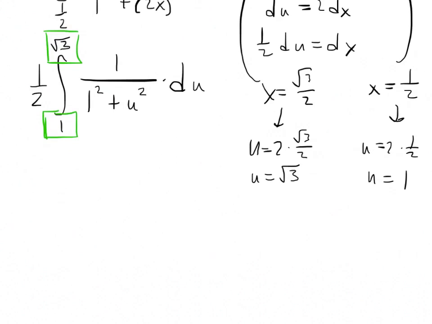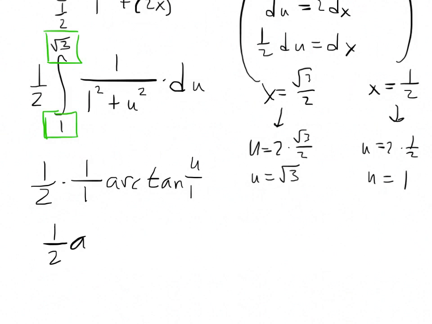And actually, furthermore, now that this thing is in an appropriate form, this now looks exactly like arctangent. I have my 1/2 from the front. The arctangent one is 1 over 1 times arctan of variable over constant. Right? So if I simplify that a little bit, I've got 1/2 arctan u, and this whole thing is being evaluated using my u bounds, the square root of 3 and 1.